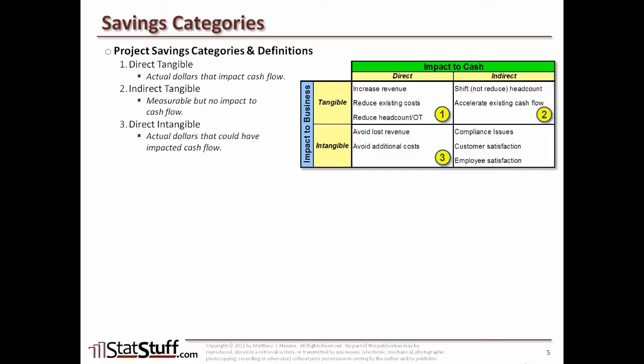And the last group is something that's indirect and intangible, and that is it's something that's not quantifiable in dollars, but it still adds some sort of value to the business. So we can't tie it necessarily to the bottom line, and it may not be measurable, but we know it's something that's still valuable and necessary to the business. So some examples here are maybe compliance issues, or customer satisfaction, or employee satisfaction.